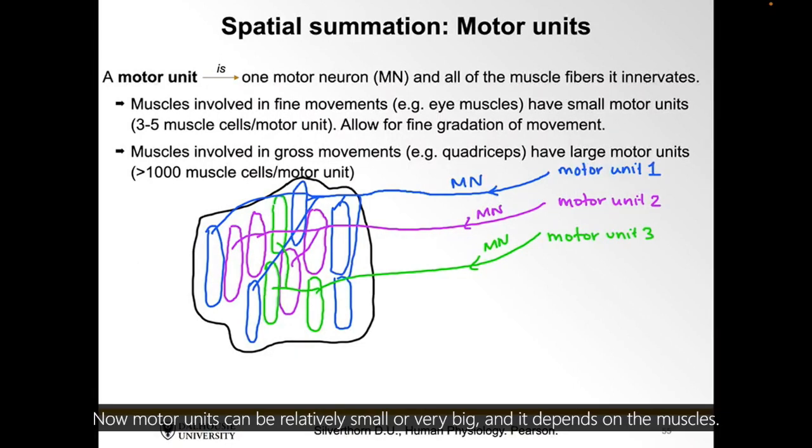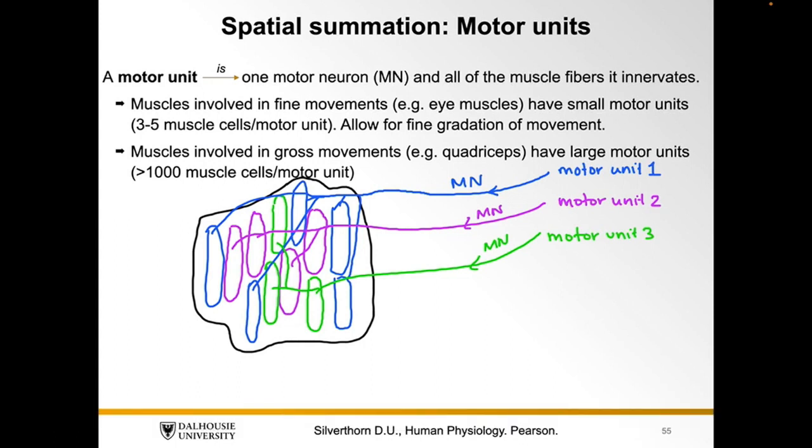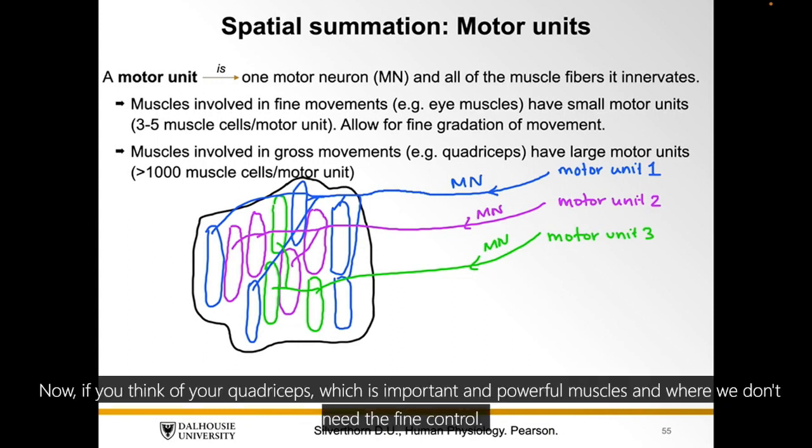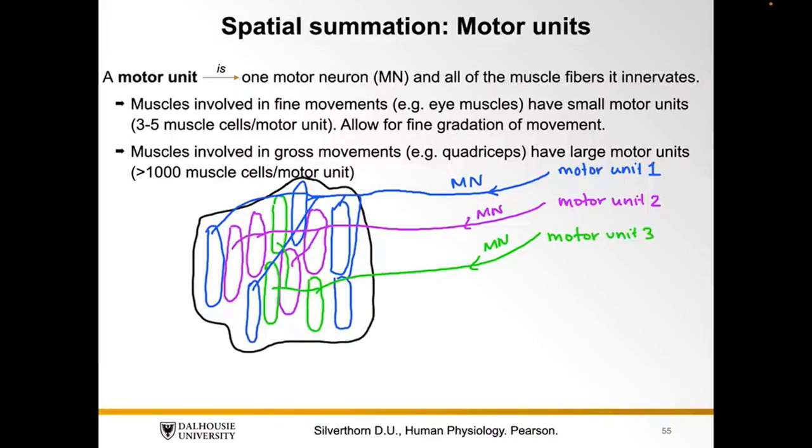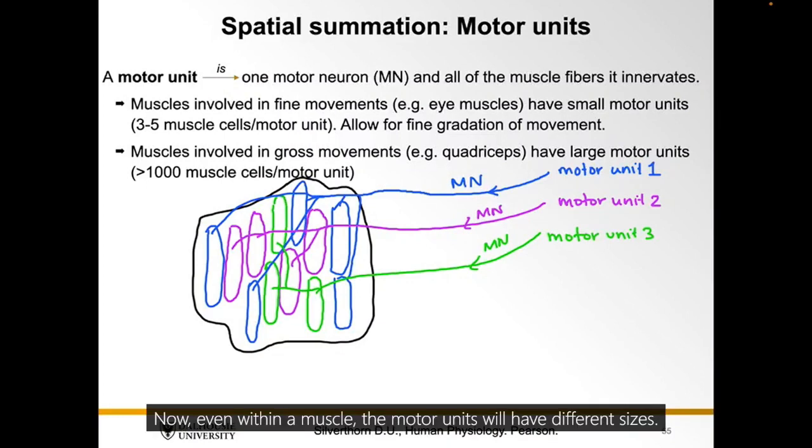Now, motor units can be relatively small or very big, and it depends on the muscles. So if you think of the muscles in your eyes, for instance, that have to do very fine movement, the motor units inside those muscles are very, very small, 3 to 5 muscle cells per motor unit. So basically similar to what we just drew. Now, if you think of your quadriceps, which is important in powerful muscles, and where we don't need the fine control, a motor unit in your quadriceps can have over 1,000 muscle cells in it. Now, even within a muscle, the motor units will have different sizes.